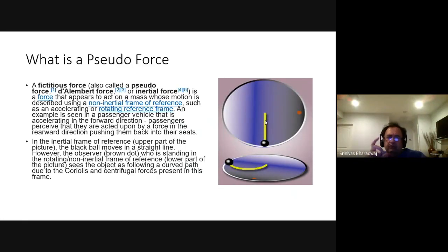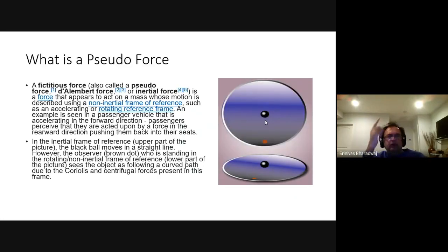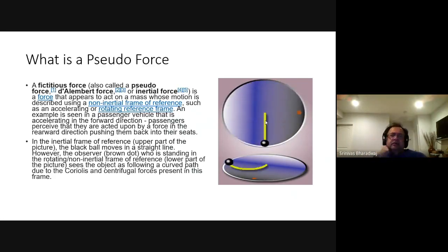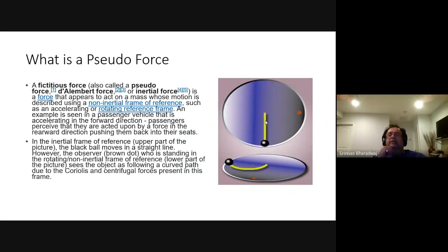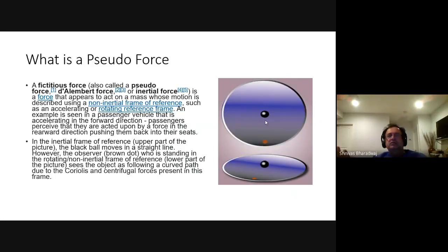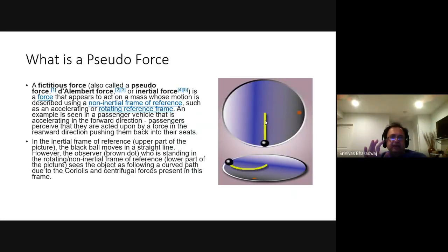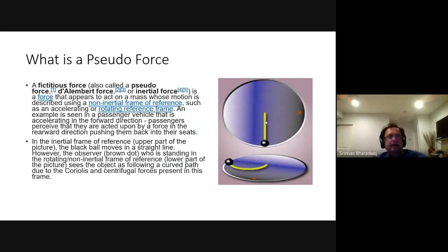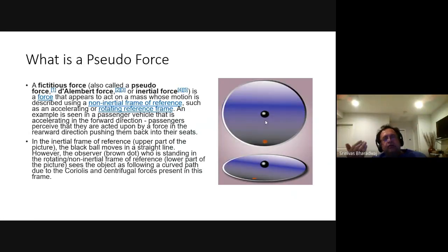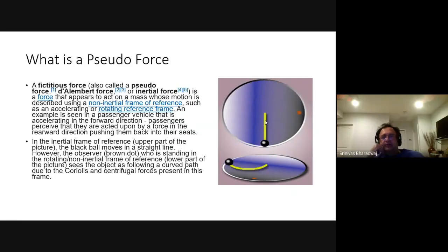Now, what is this pseudo force? They will say pseudo force, Coriolis force, D'Alembert force. They'll throw all these names at you, and then you will say, oh my God, this is very, very tricky. It's not that tricky. Normally, there is no such thing called a pseudo force. There are only inertial frames and non-inertial frames. Now, if you want to make Newton's laws apply from a non-inertial frame of reference.